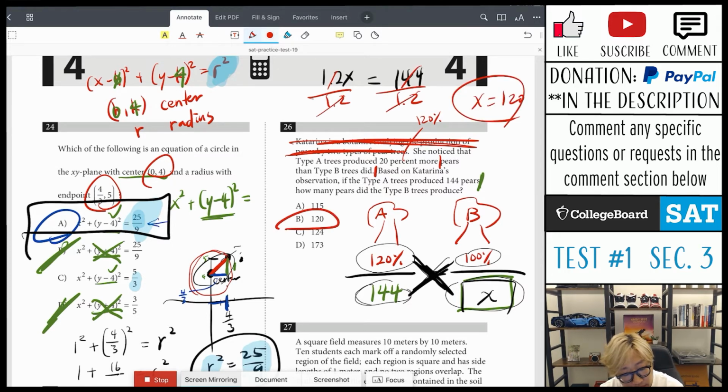Boom. Like I said, if you don't remember that and don't want to think about anything, just do 120x is equal to 144 times 100 and divide by 120 on both sides like this.